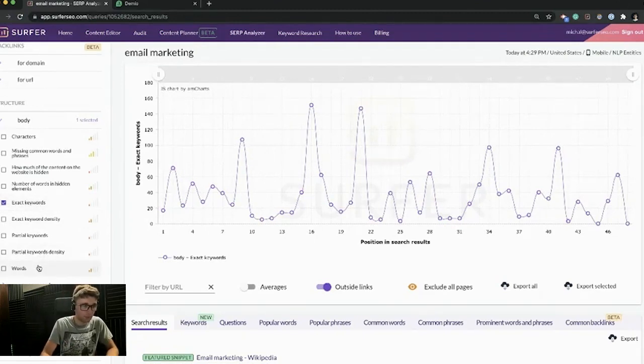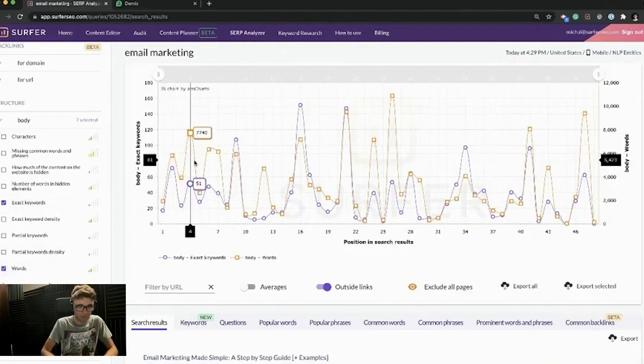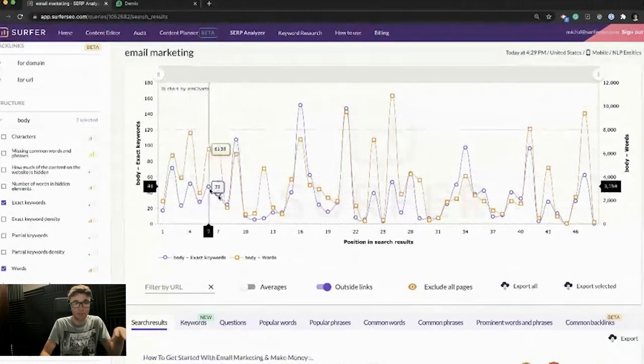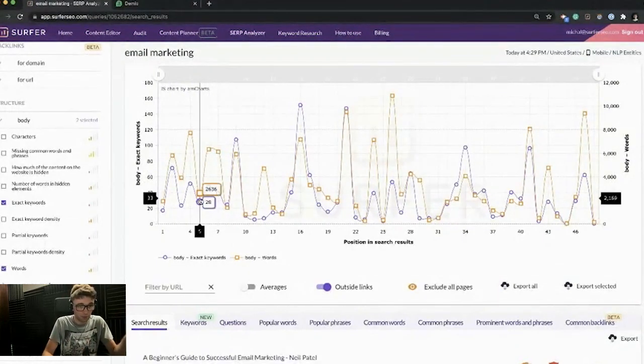We can compare it with the number of words in total, and you can see that these two charts are kind of aligned. So this guy has 7,000 words and 51. This guy has 5,000, 6,000 words and 71. So quite a lot if there is a lot of content, but the page ranking on position 5 has half of the content as well as half of the exact keywords.